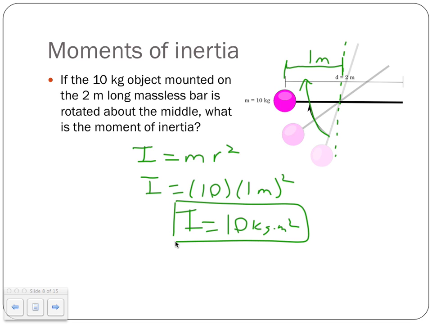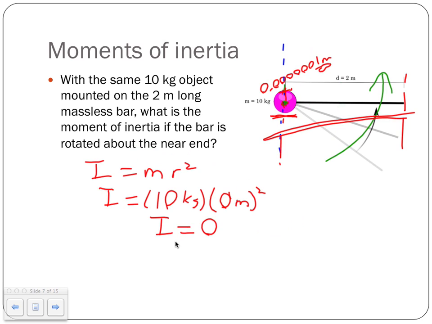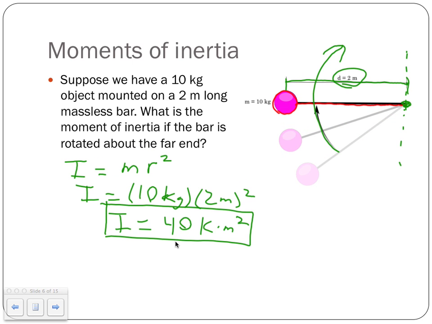So you can see, in the first situation that we had here, we had 40 kilogram meters squared for the moment of inertia because we're rotating the ball from a far distance away from the axis.